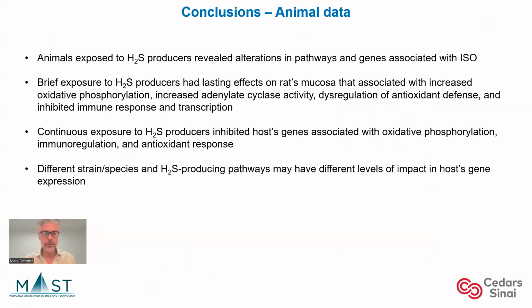So in conclusion, animals exposed to hydrogen sulfide producers reveal alterations in pathways and genes that are associated with the ISO condition in humans. And it does depend whether it's a brief exposure for rats or a chronic exposure as well. But what's important is we're starting to unravel the pathways that are associated with intestinal sulfide overproduction. And what we see here is that the most dramatic changes we see in the host response are seen when hydrogen sulfide is present.